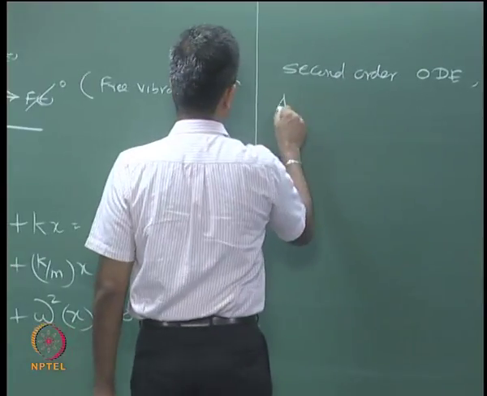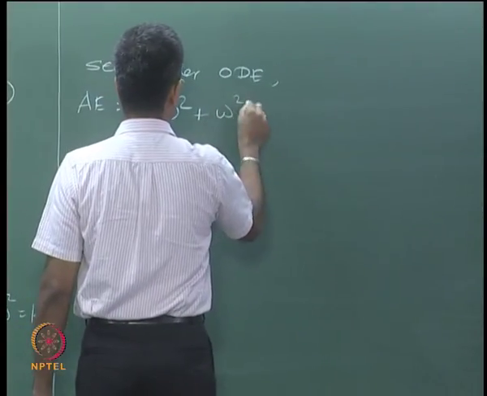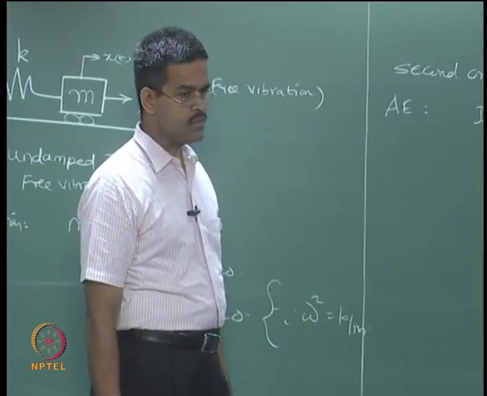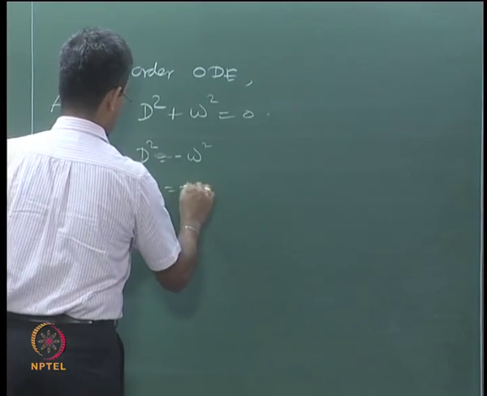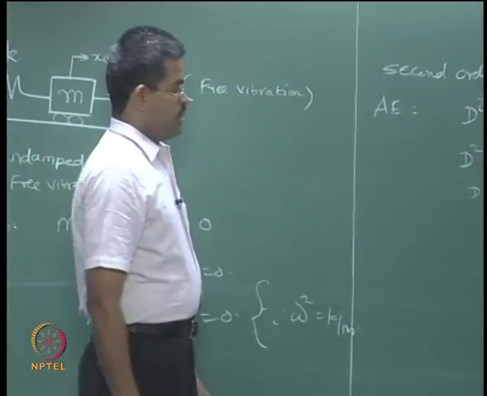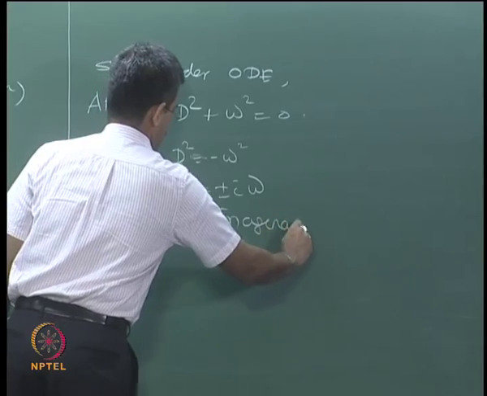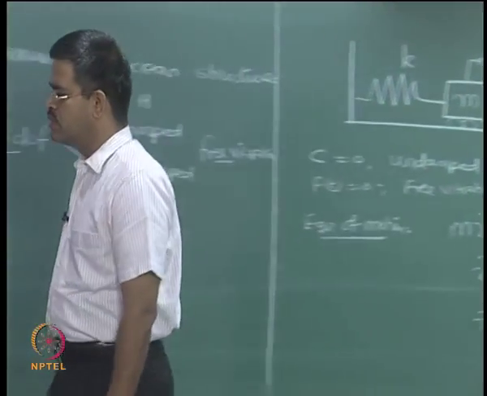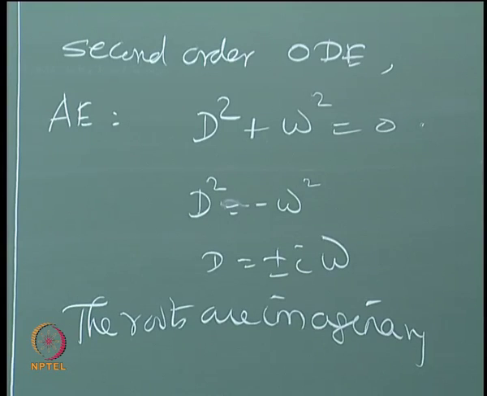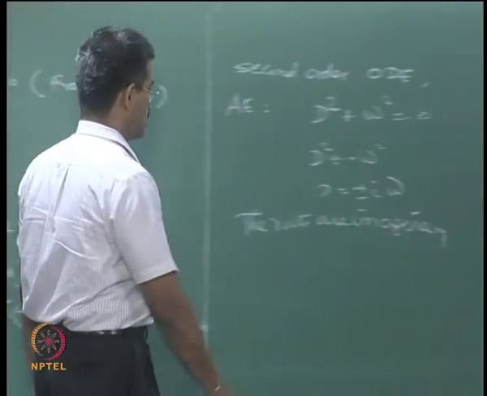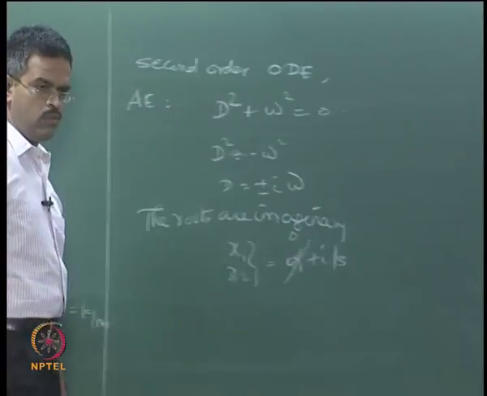So I must write the auxiliary equation for this problem. I can say this is D square plus omega square is 0. So D square is minus omega square, or D is plus or minus i omega. Therefore the roots are imaginary. So basically the roots should be alpha plus i beta. In my case the real part is 0 because it is not there.